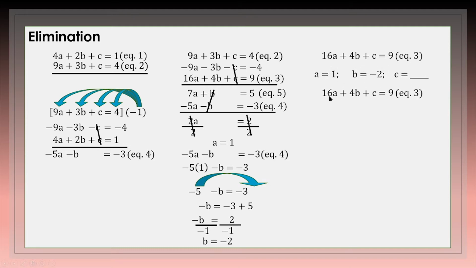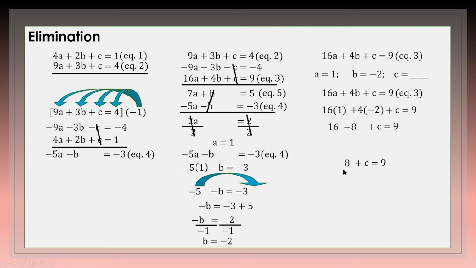Substitute lang natin. So, 16 times the value of A, which is 1, plus 4 times the value of B, which is negative 2. Then, plus C, equals to positive 9. So, multiply lang natin. 16 times 1 is 16. 4 times negative 2 is negative 8. Bring down C and 9. Combine like terms tayo. 16 minus 8 is 8. Plus C equals to 9.